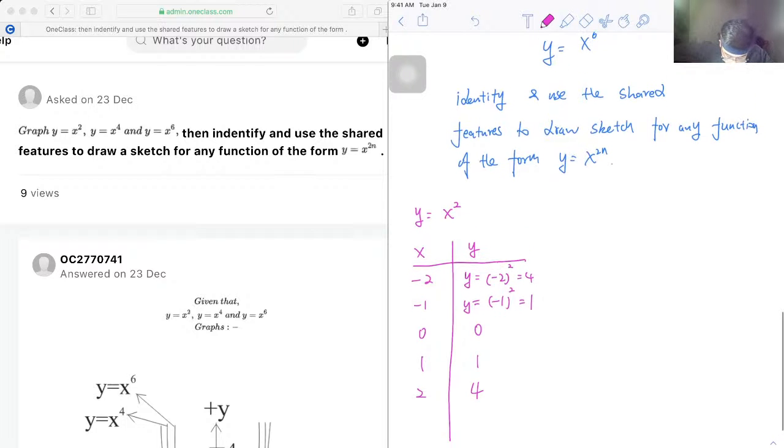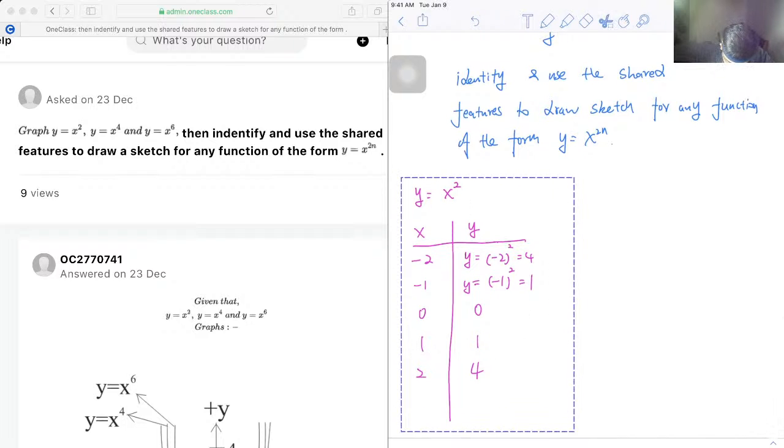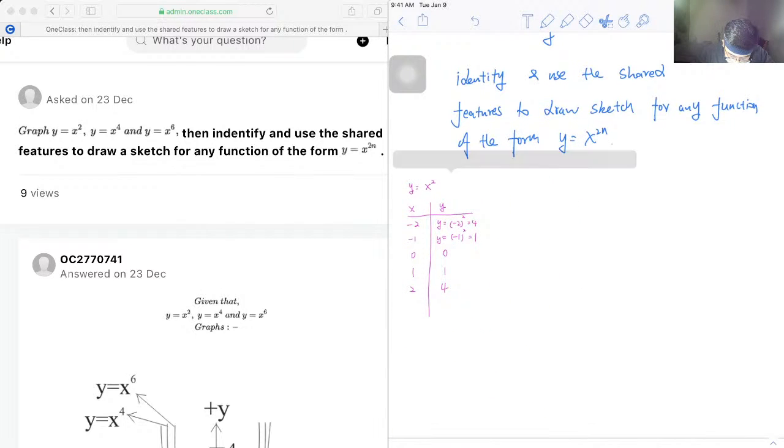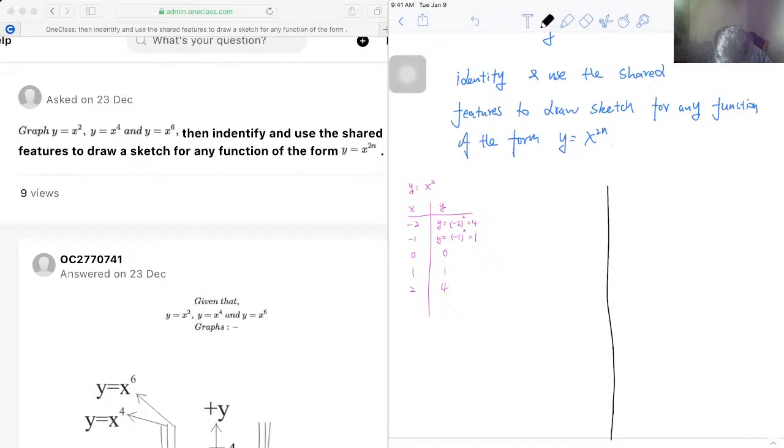Okay, so let's make this a little bit smaller. So let's draw the x and y axis right here.